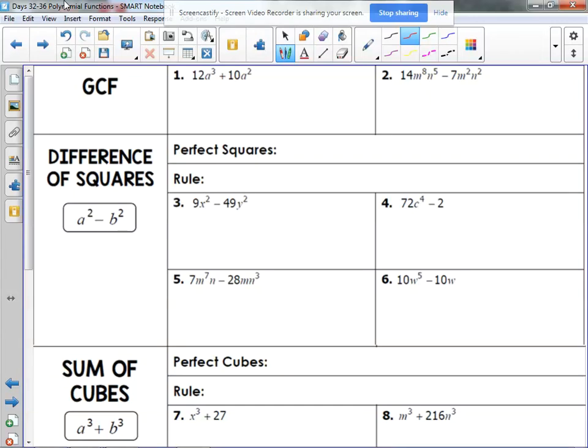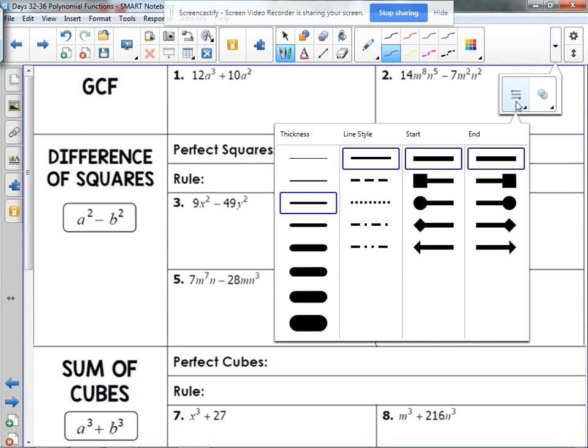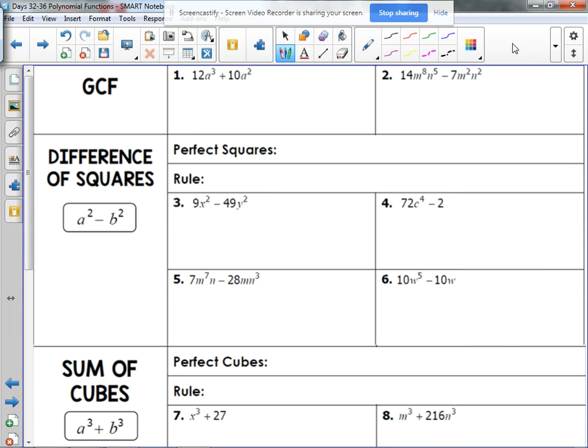We're just looking at a GCF. Okay, what is the greatest common factor? What do they have in common? So if we look at example number 1 there, we look at the numbers first. Okay, 12 and 10. What is their greatest common factor? 2, right? That's the biggest number that will divide evenly into both of them.